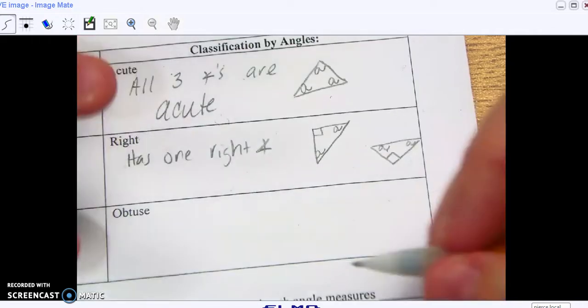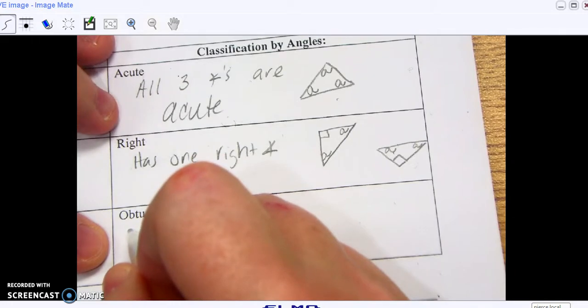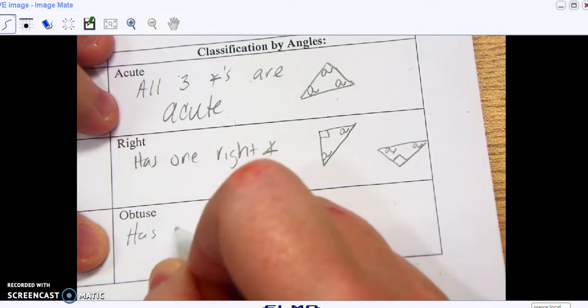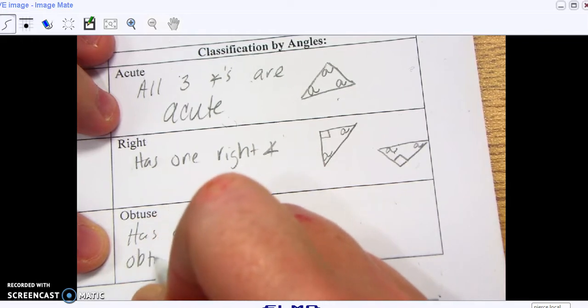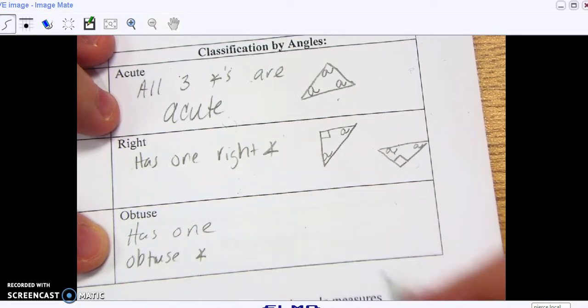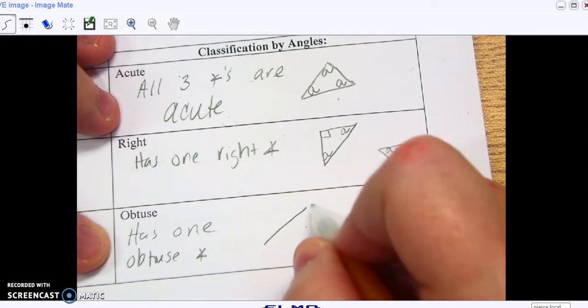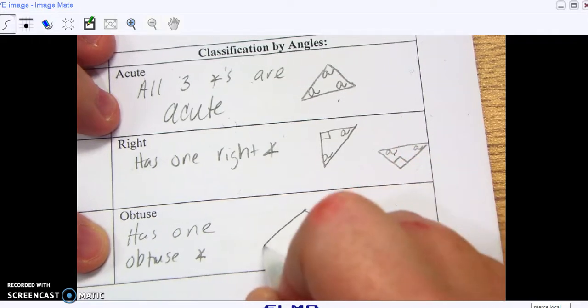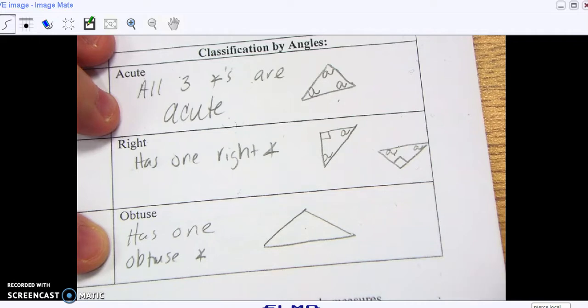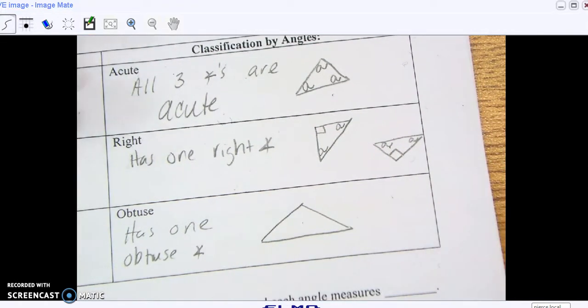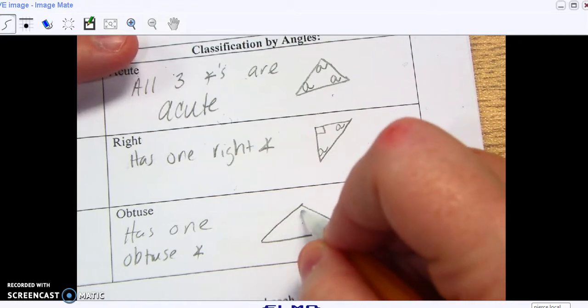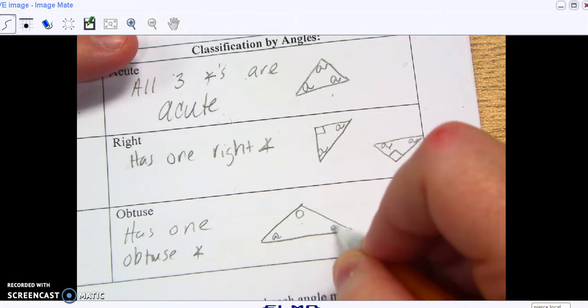And an obtuse triangle has one obtuse angle, all right? Usually you're going to have a big obtuse angle in there. Sometimes they're isosceles. There's nothing that says they have to be isosceles or equilateral or scalene, but this one is obtuse. The other two would have to be acute.